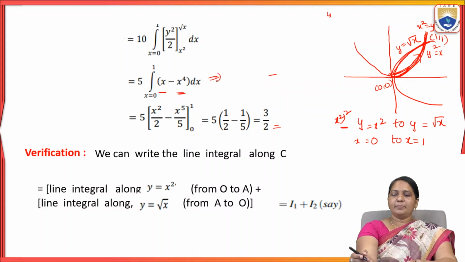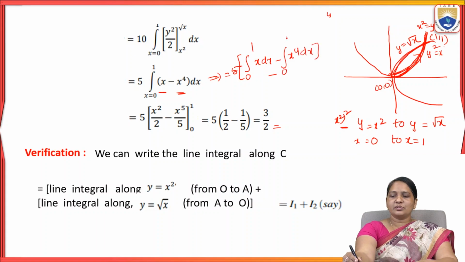Now from this step, I am doing 10 by 2 is 5. So write integral 0 to 1 x dx minus integral x power 4 into dx. Limits are 0 to 1. So now we are going to calculate this one. So 5 integral x is x square by 2. Limits are 0 to 1 minus integral x power 4 is x power 5 by 5. Limits are 0 to 1.